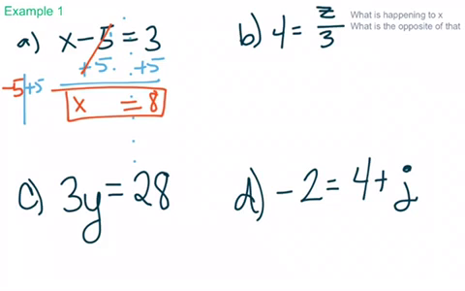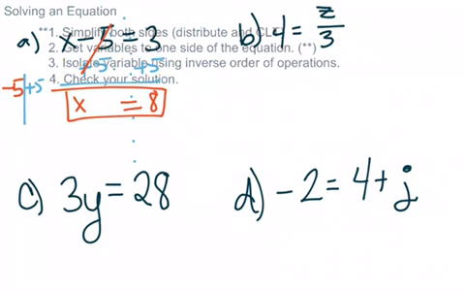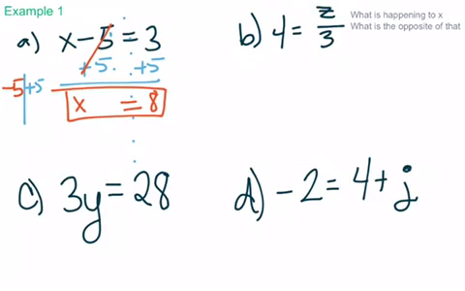Remember, step 4 in the previous steps is to check your solution. Check your solution by plugging this number back into the original equation. So we're going to write 8 minus 5 equals 3. And yes, 8 minus 5 does equal 3. So we're good. All right.